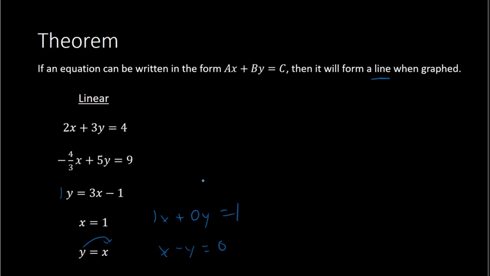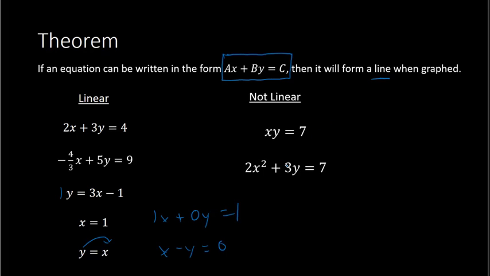Now, examples of not linear equations would be something like this. X times y equals 7. Notice in this format we need x and y being added together, and there could be something with the x and the y as well. Here x times y is not linear because it's being multiplied and not added together. 2x squared plus 3y equals 7 also is not linear because of this exponent. All right, that would make it what's called quadratic, and that would not be a line. That would be a parabola.